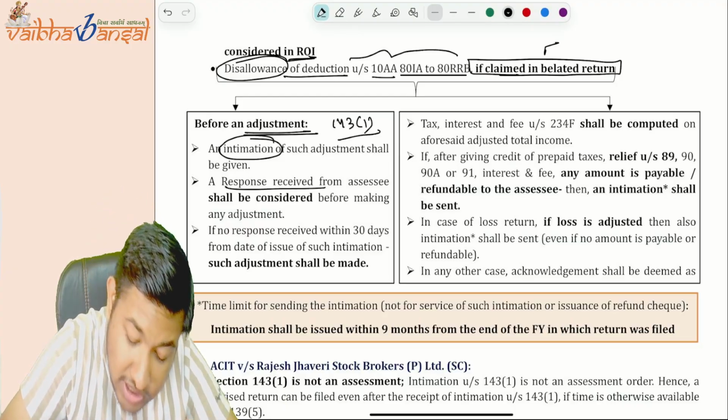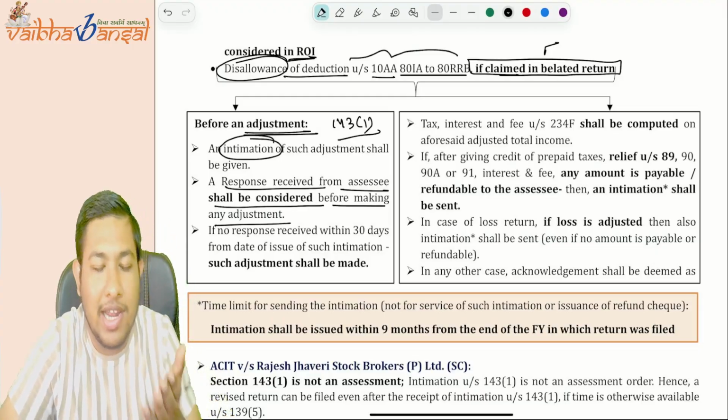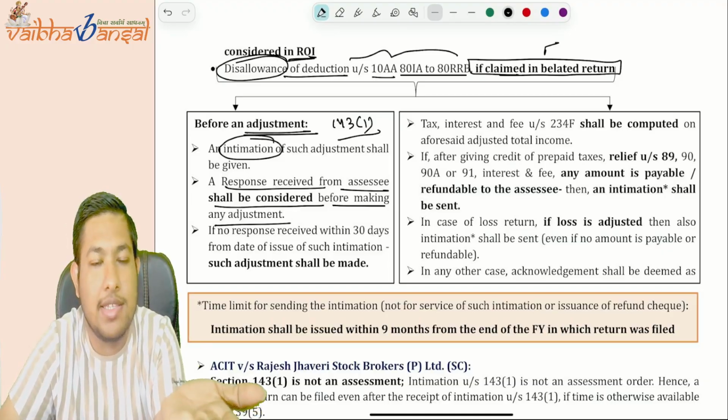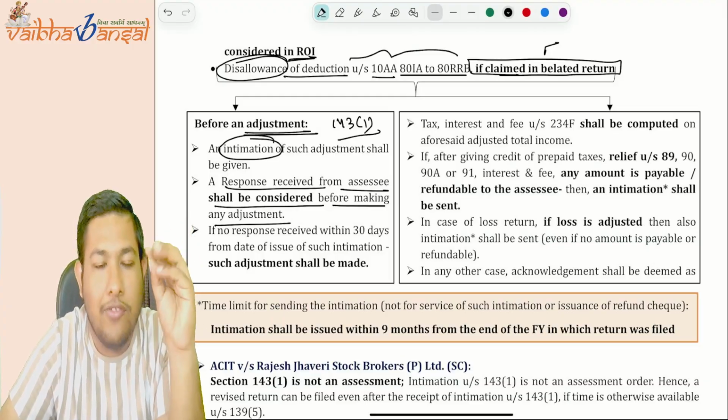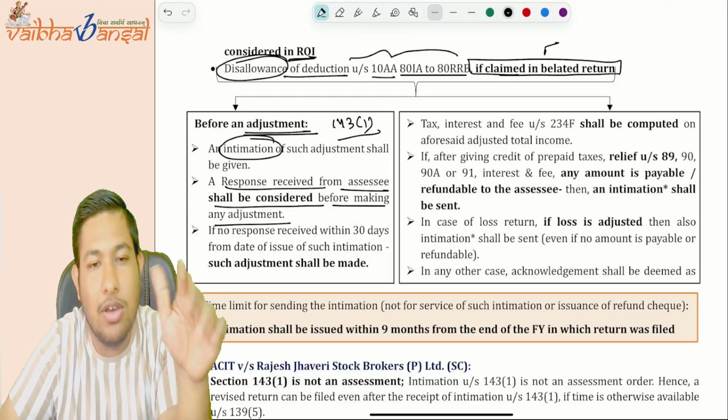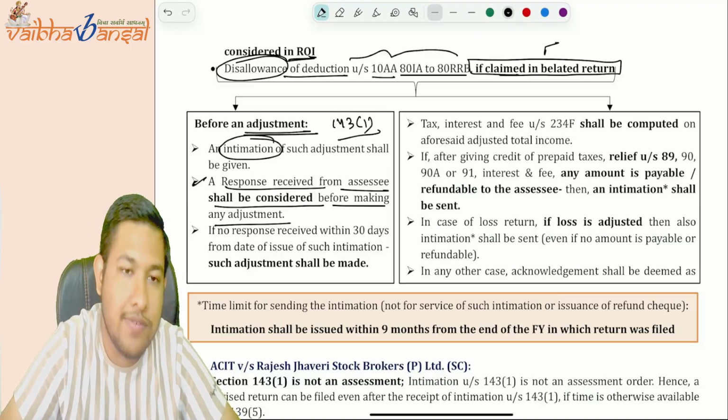A response received from the assessee shall be considered before making any adjustment. The intimation will be given to the assessee and the assessee will be asked to reply to that particular intimation. Whether you are satisfied with this or not, if a response is received, then it is okay.